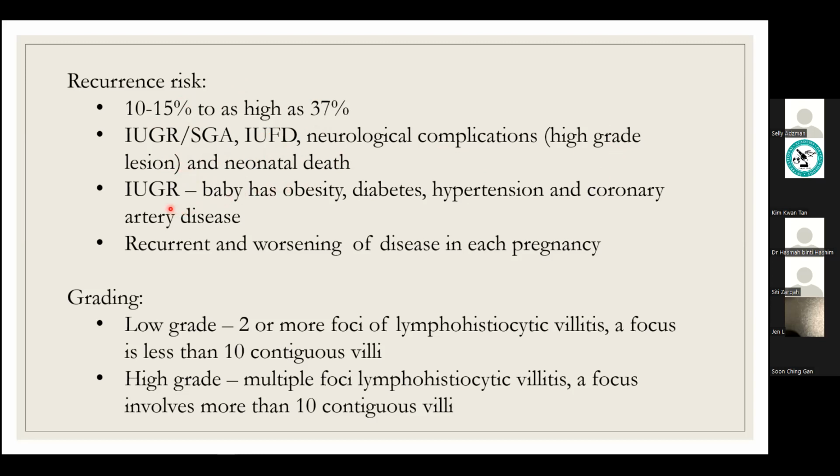If the IUGR baby survives and is delivered, usually that baby too will have, in the future when they grow up, obesity, diabetes, hypertension, and coronary artery disease. So the problem with VUE is that it recurs, and when it recurs, it becomes worse. The next pregnancy, it becomes worse. So that's why sometimes we need to highlight.